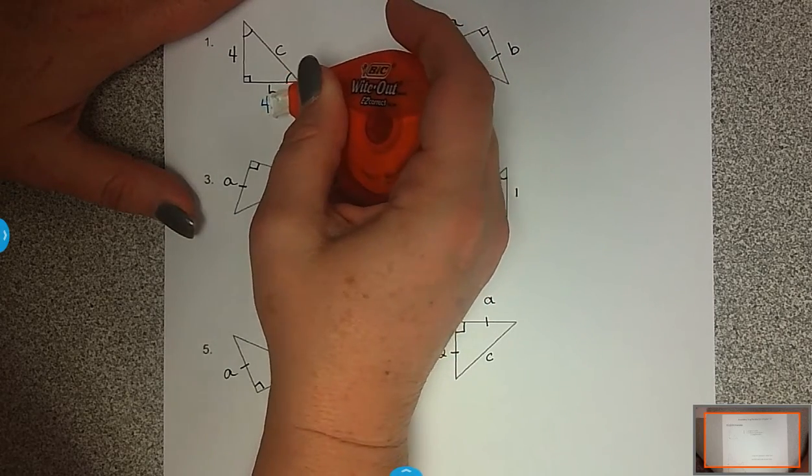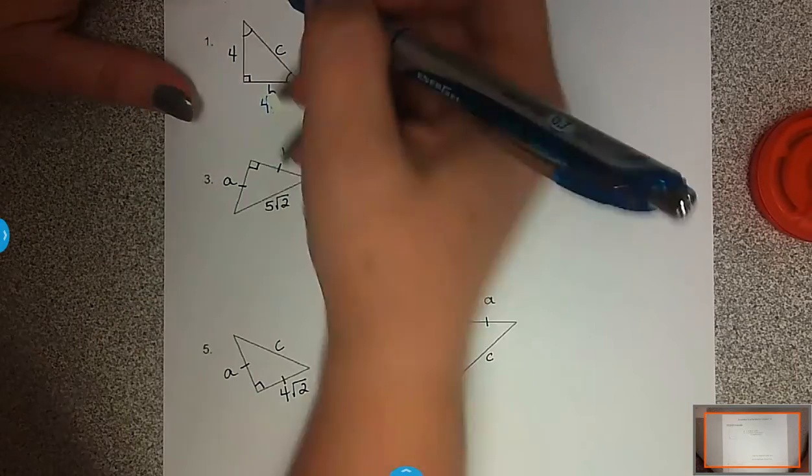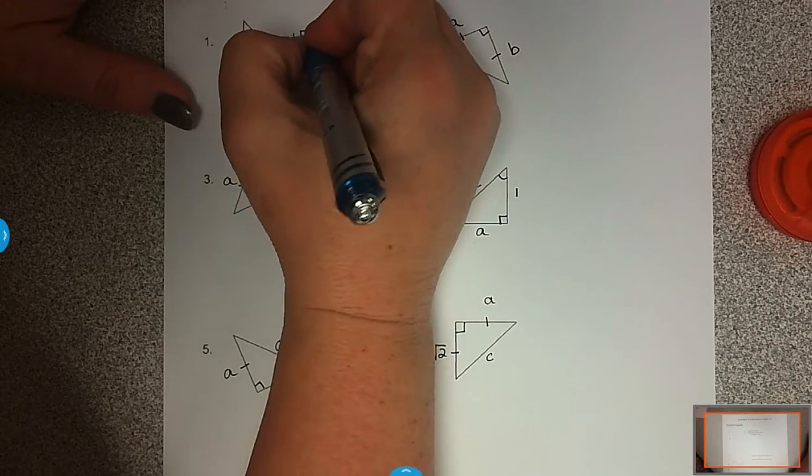Nope, that other leg is just 4. My hypotenuse is the one that's 4 square root of 2.